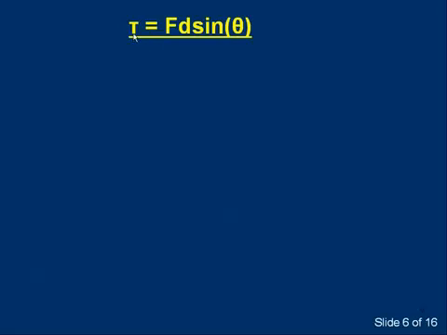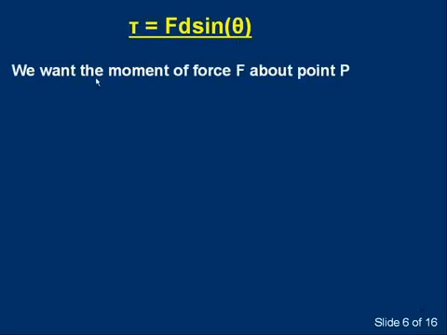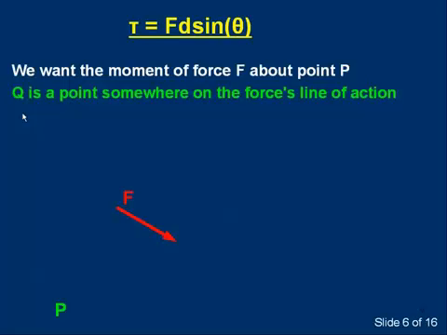Let's talk about this formula. The moment is FD sine theta. We've just used it basically, but let's go over what's going on. Let's suppose we want to find the moment of force F about some point P. Let's draw the force, and let's draw point P down here. How do we do it?